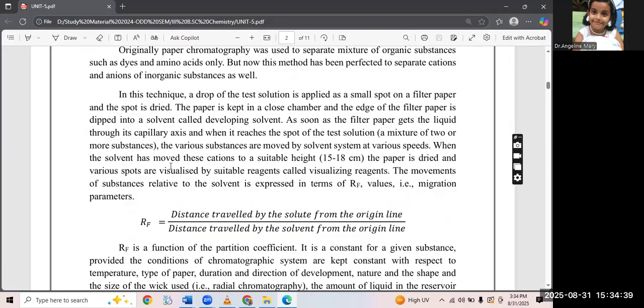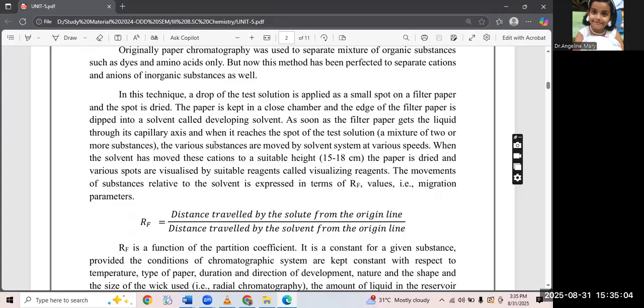When the solvent has moved these cations to a suitable height that ranges from 15 to 18 centimeters, the paper is dried and various spots are visualized by suitable reagents called visualizing reagents. The movement of substances relative to the solvent is expressed in terms of the RF value, that is a migration parameter.